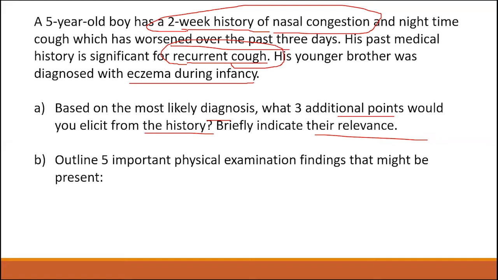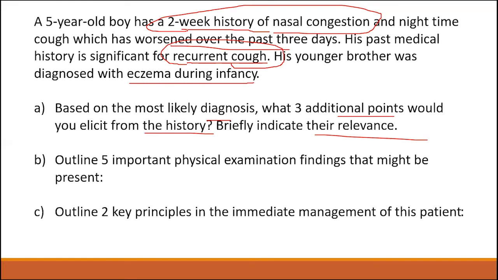All right. Now outline 2 key principles in the immediate management of this patient. Now, whether they've told you that this is an emergency or not, these things are normally emergency cases, because they won't come to your hospital if it's not an emergency. Isn't it? They wouldn't come. So first of all, you want to make sure that the airway is patent.